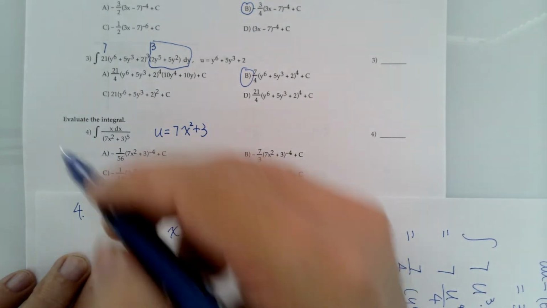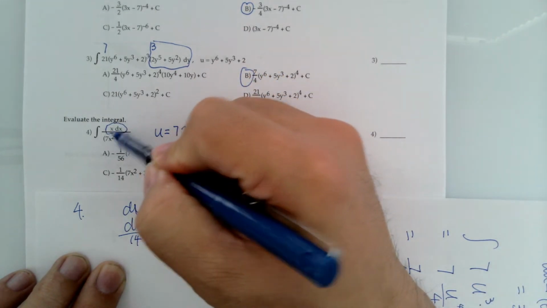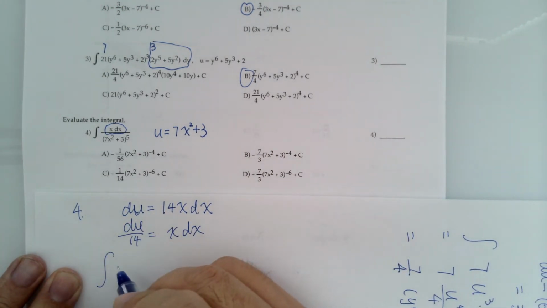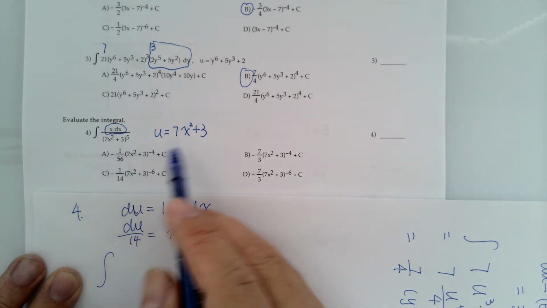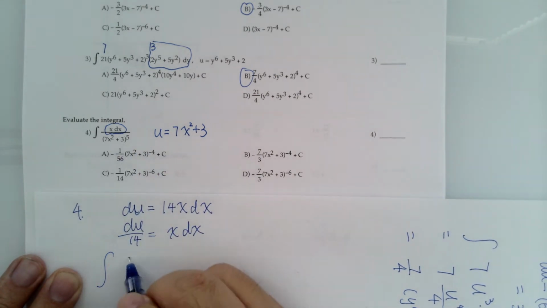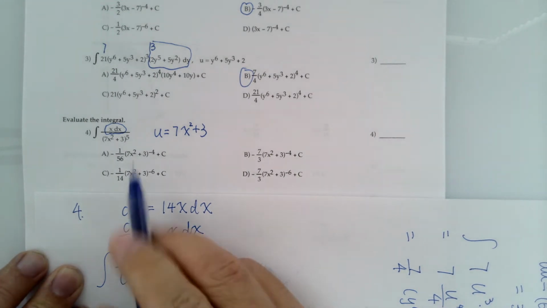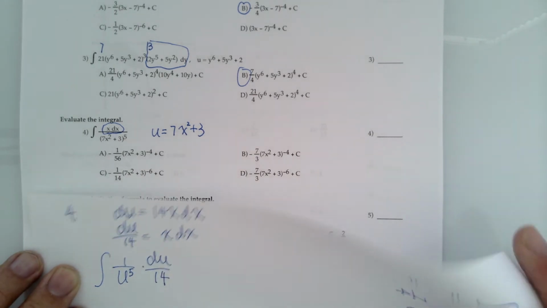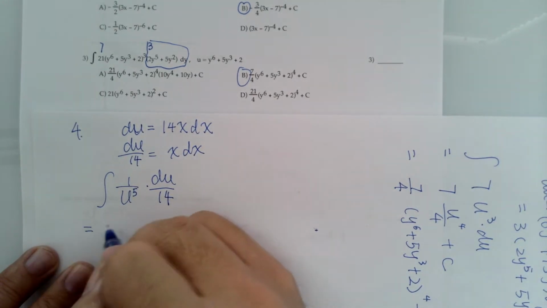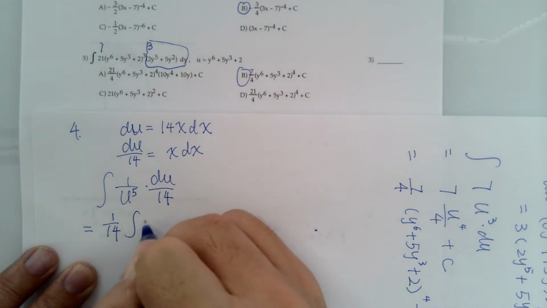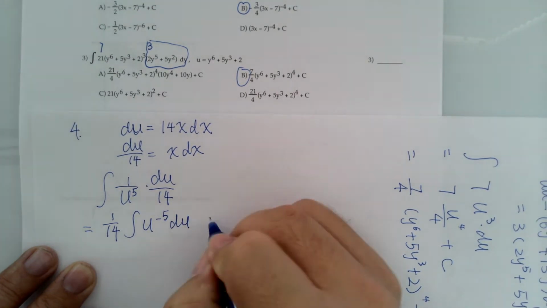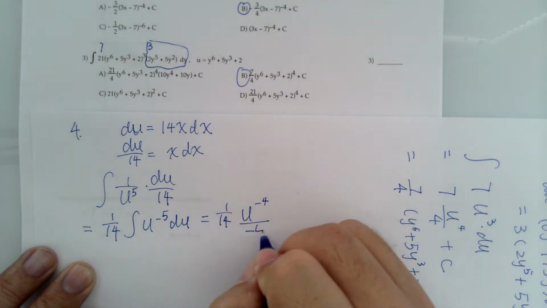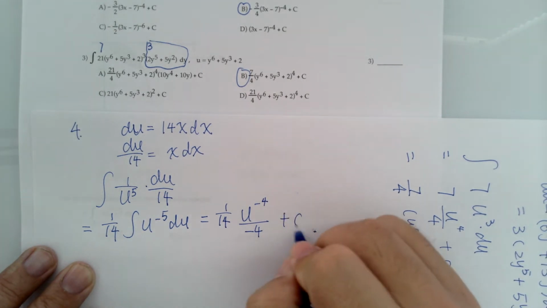Why do I want to do this? Because if you look at it here, this is exactly x dx. So after that, we can do our substitution. On the bottom, it is u to the power 5, so it's 1 over u to the power 5, and then x dx, which is du over 14. So we derive 1 over 14 u to the power negative 5 du. That gives us u to the power negative 4 over negative 4, and then plus a constant c.